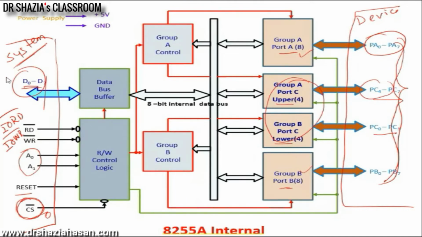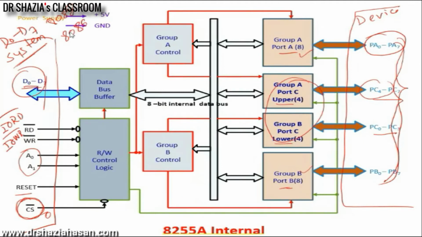Now if I am connecting an 8088 processor, it has only an 8-bit data bus. D0 to D7 of the 8088 will get directly connected to D0 to D7 of the 8255. But if I have an 8086 processor, it has a 16-bit data bus. Now, which data bus are you going to connect, lower data bus or higher data bus?